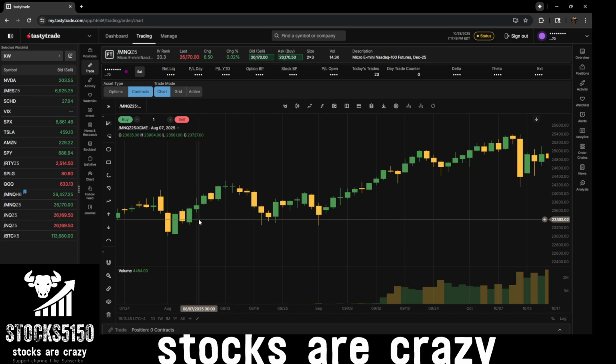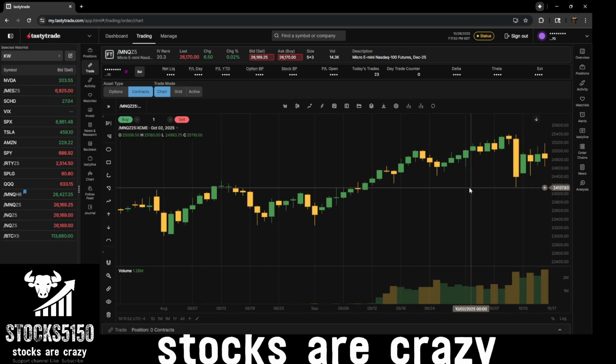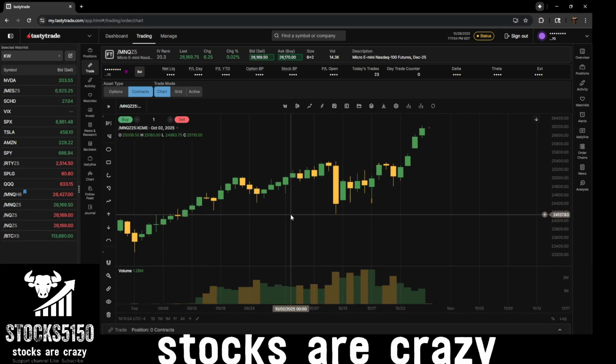Let me find one that doesn't have a wick. Here. This is as close as I can get without a wick right there. And that candle is a bullish candle, because it's green. And it has no wicks because the stock opened at its low and closed at its high. So that means that the buyers dominated the session.